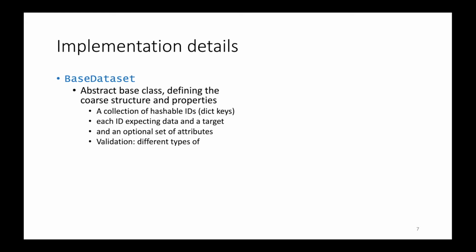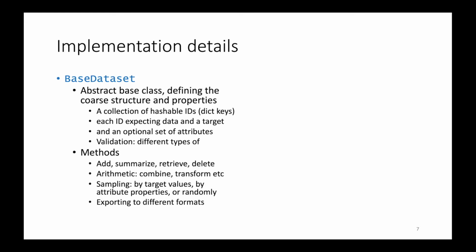This is very helpful because it helps catch errors early. And this data structure comes with a large number of convenience methods, not just for adding samples, but also summarizing, deleting, and combining them in an arithmetic fashion, as well as sampling what's inside the table, which can be quite useful for machine learning, and exporting it into different formats depending on your needs.